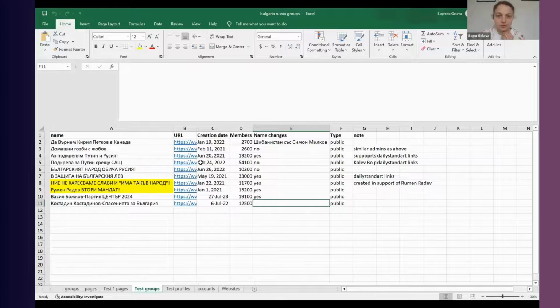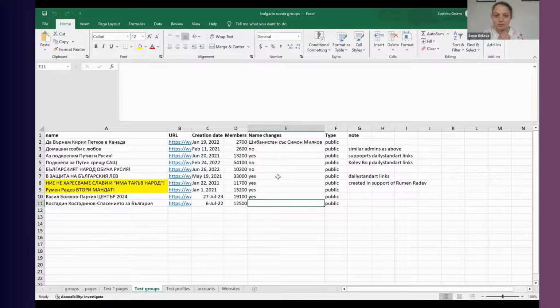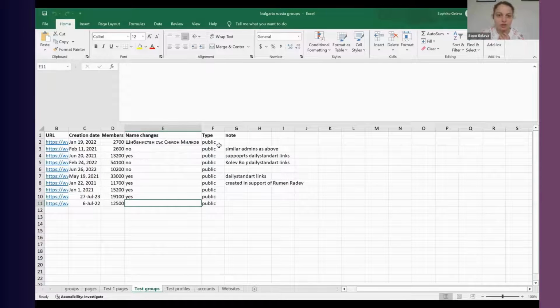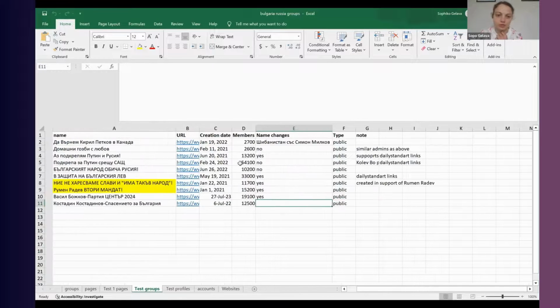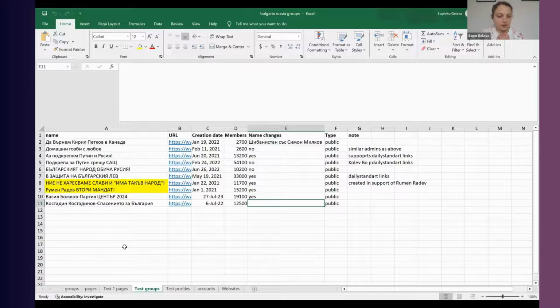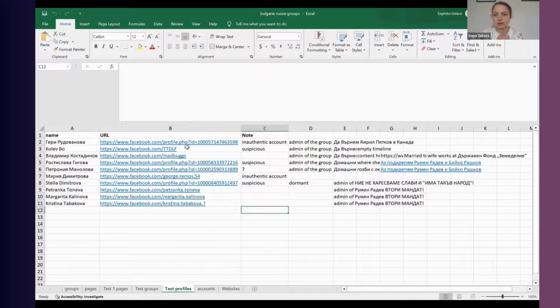List of the groups, for example, how many members, if there are name changes, is it a public group, is it a closed group, again the notes you observe, the dates, and profiles, like are they suspicious, do they manage the groups, etc. So that's one of the ways we collect data, because I always get the question: okay, I understood everything, but how should I store it and how should I sort it? And these Excels are really very good to store your data and then analyze.